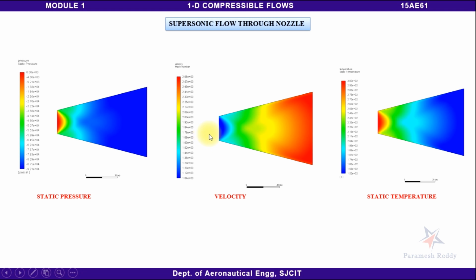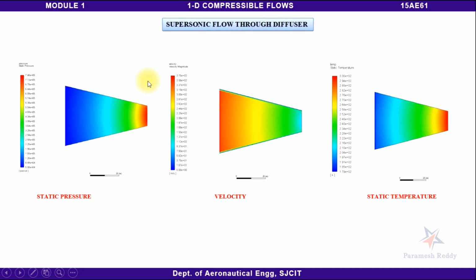You can clearly observe that even though it is divergent, if our inlet velocity is greater than Mach 1, then clearly you can observe shock formation, and the static pressure is decreased along the nozzle. Next, velocity is increased through the nozzle, and the static temperature has also decreased through the flow through the nozzle. So the opposite happens with the diffuser.